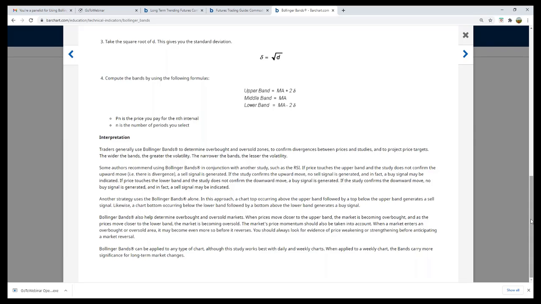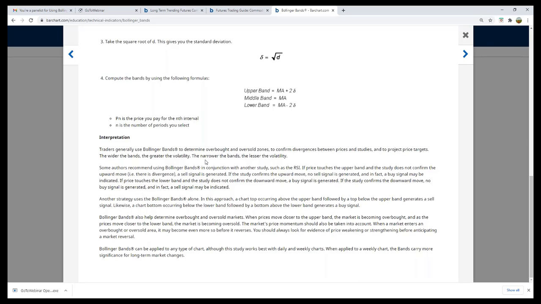All right, so what are some of the ways we can use Bollinger Bands? Well, many traders will use Bollinger Bands to determine if the market is overbought or oversold. All right, that's one concept. To confirm divergences between price and studies, that momentum discussion, and also to help project price targets, not only exits, but also help us to project entries. Wider bands are greater volatility in that particular market, and narrow bands, to a lesser extent, lesser volatility.